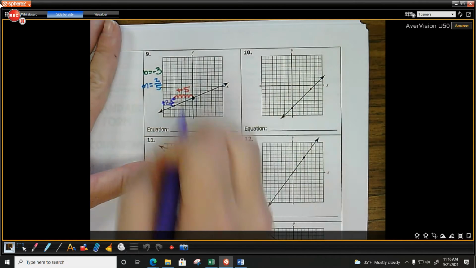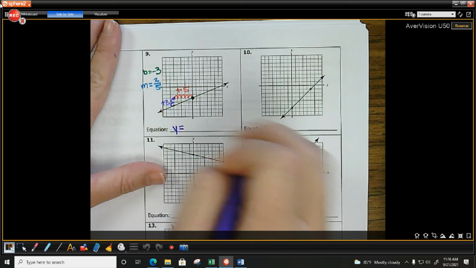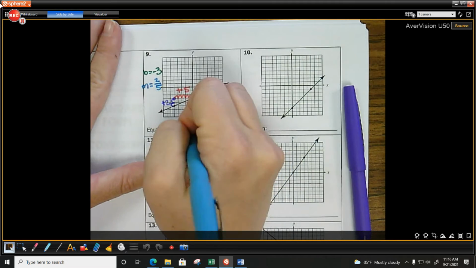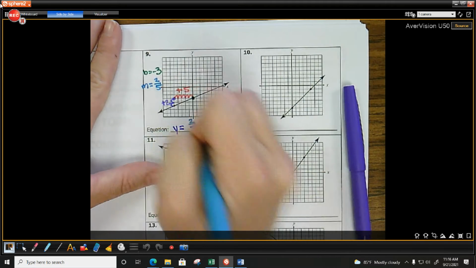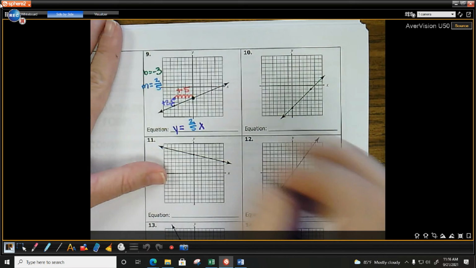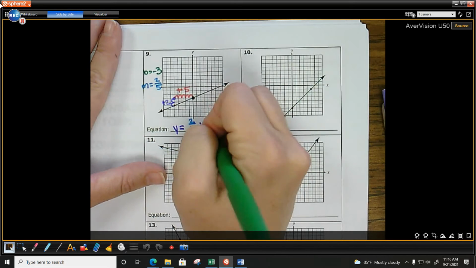So we get Y equals, what's M? 2/5 X plus B, but B is what? So not plus negative, just minus 3.